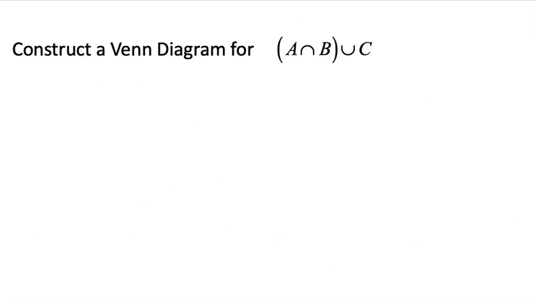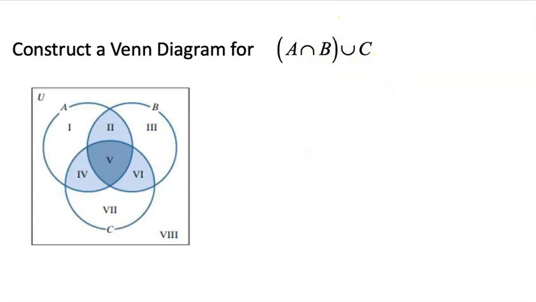Okay, next we want to construct a Venn diagram for A intersect B union C. Notice the order of operations. A intersect B is what's going to be done first, then union C. So we're going to number all of our regions. We have our universal set with the rectangle, sets A, B, and C, and regions 1, 2, 3, 4, 5, 6, 7, and 8. That's the standard numbering I'm going to use.